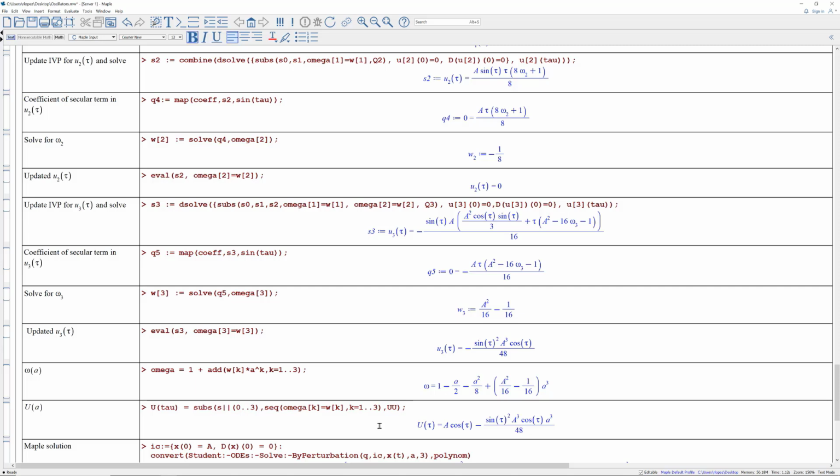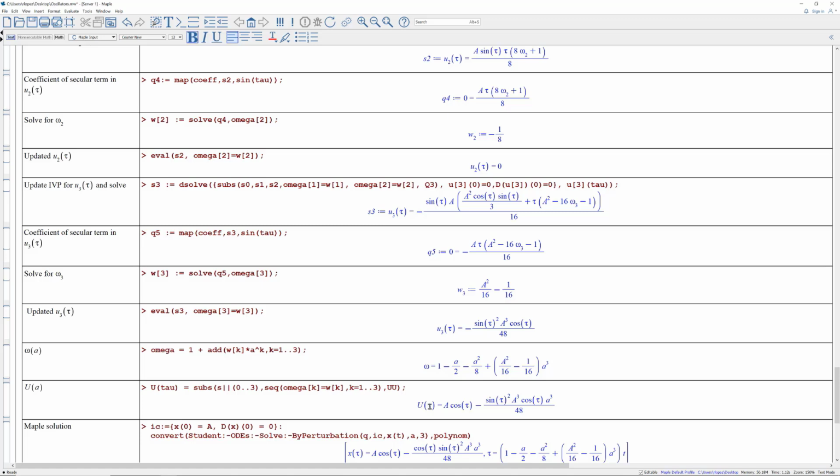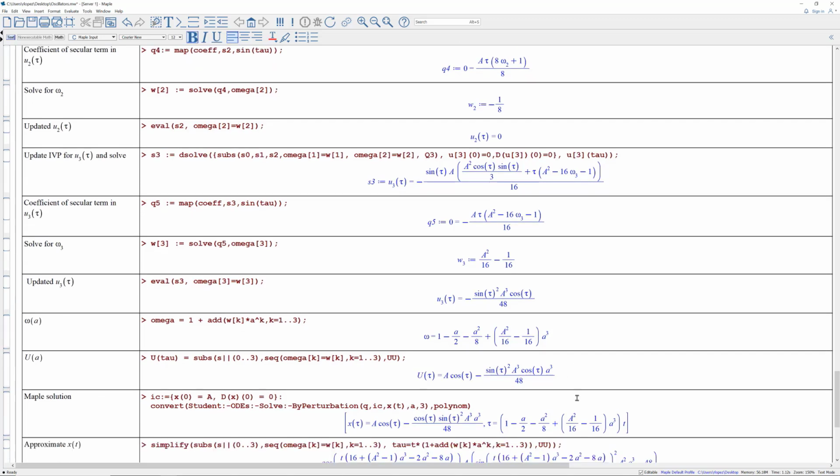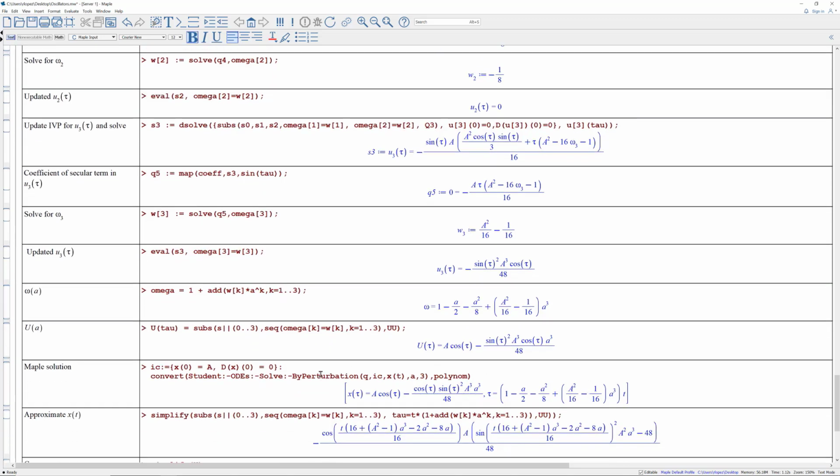This set of substitutions gives you the approximation U of tau up to that third order in A. And if we look at the solution that we get by the Student ODEs command by perturbation, it would produce an order term, and I've removed it by the convert polynomial. You see here is the solution produced by this new command, and a quick glance here shows that these are the same, and here's tau.